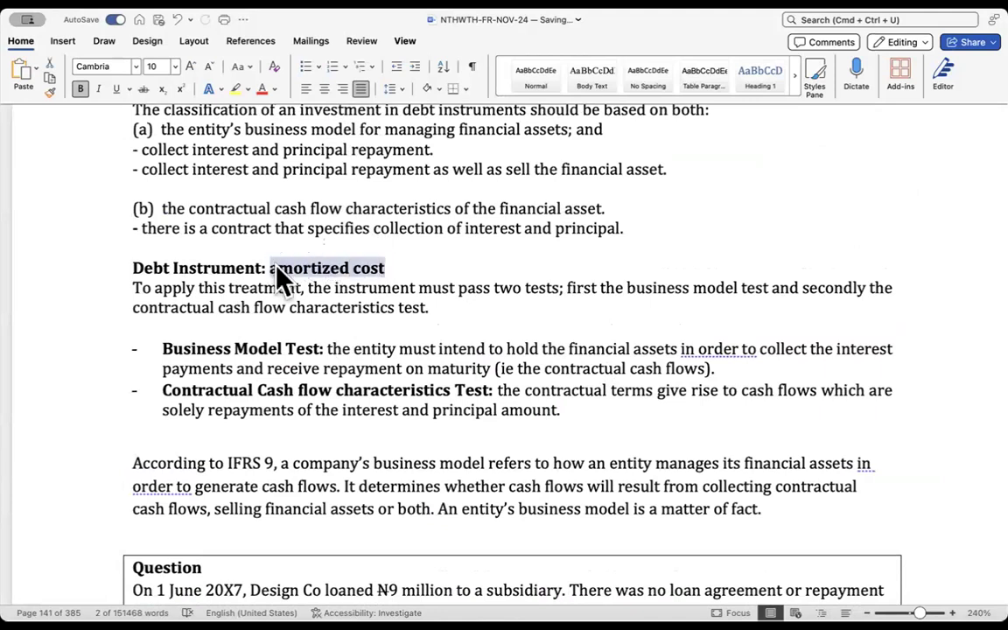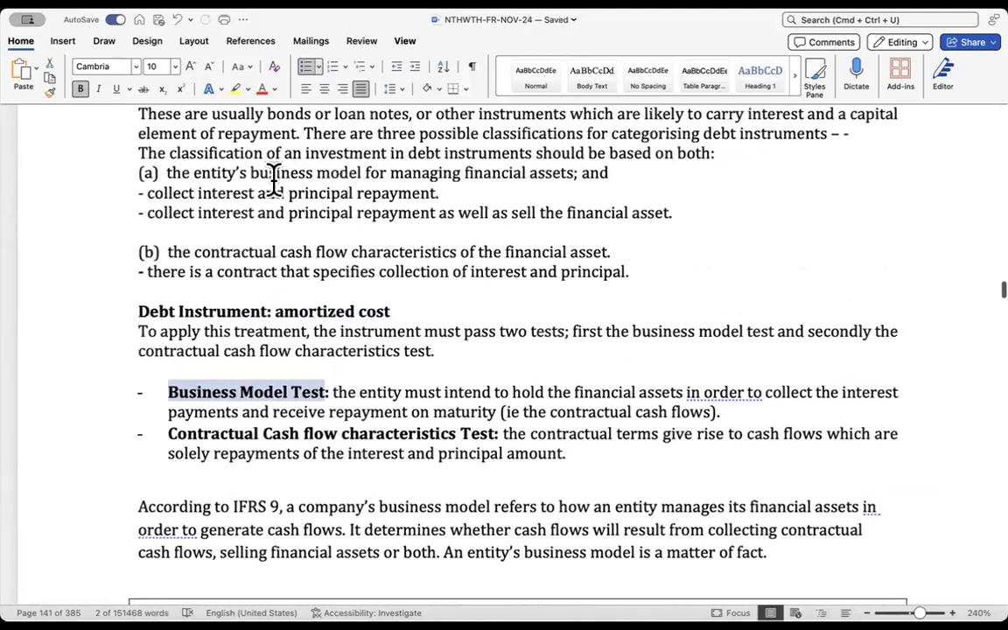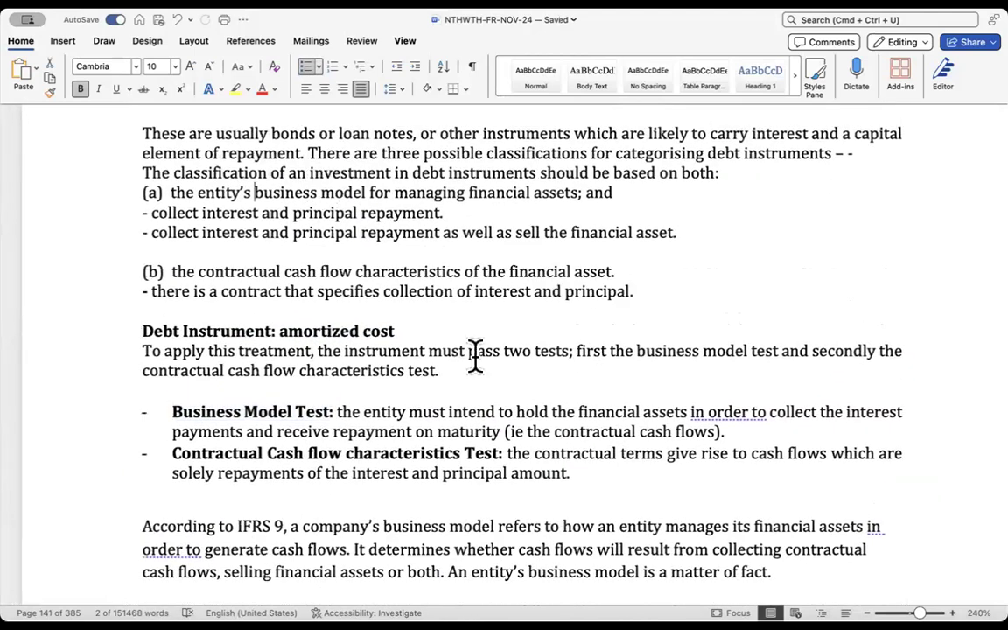For amortized cost, you classify a debt investment at amortized cost if your business model, just like I've explained here, is that you want to collect interest and receive principal at maturity. That's your business model, this first one here.